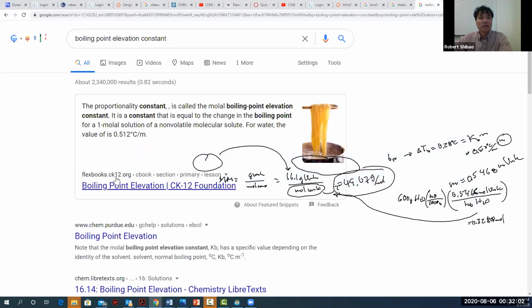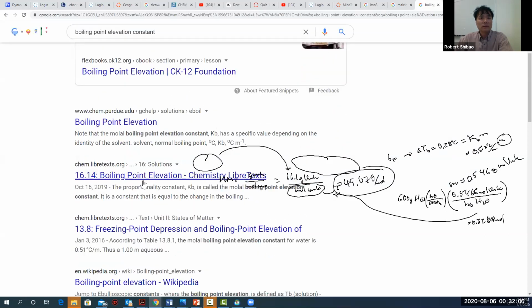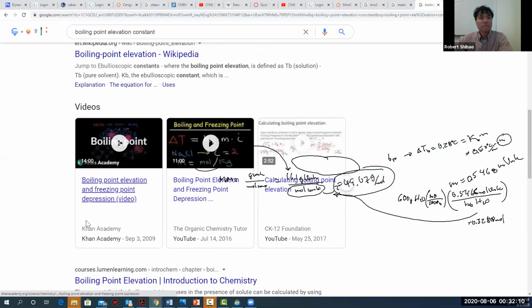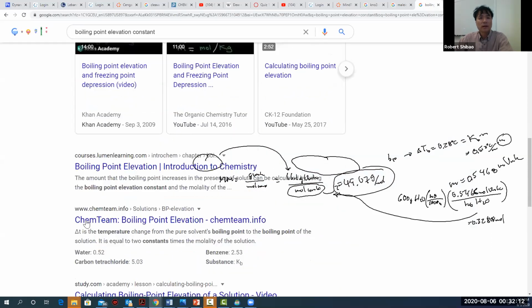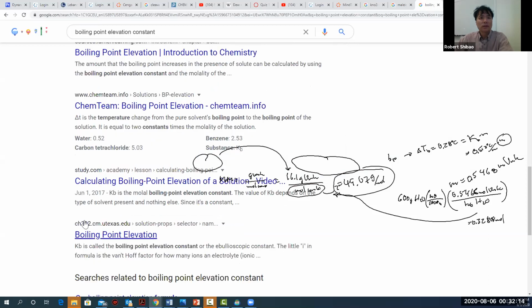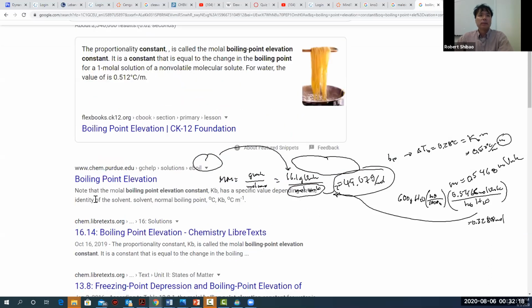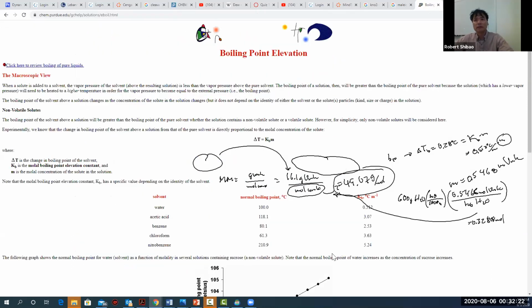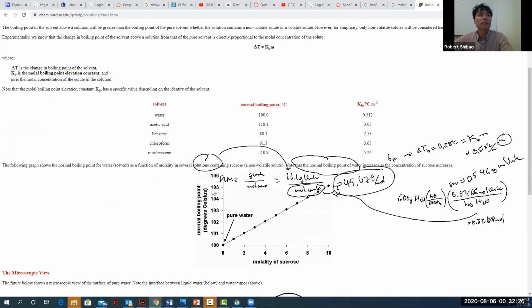This could be wrong. This is from Flexbooks, so I have to be careful. I want to use reliable data. And so maybe Wikipedia, or Purdue probably has reliable data. We look at Purdue. We look for KF on Purdue.